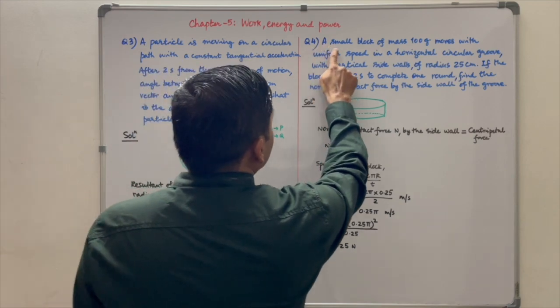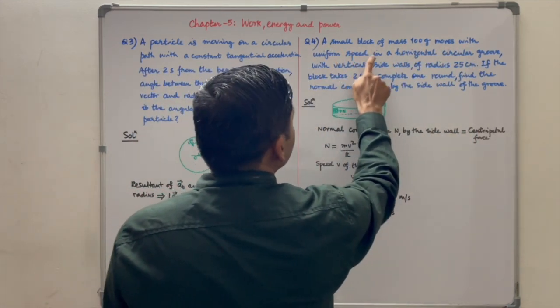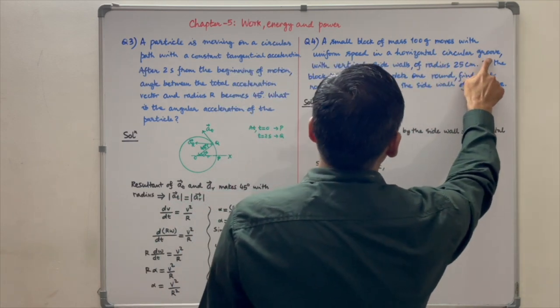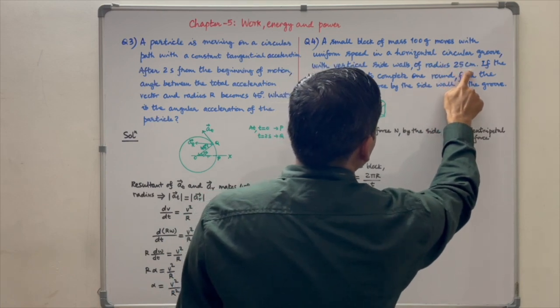Fourth question. A small block of mass 100 gram moves with uniform speed in a horizontal circular groove with vertical side walls of radius 25 cm.